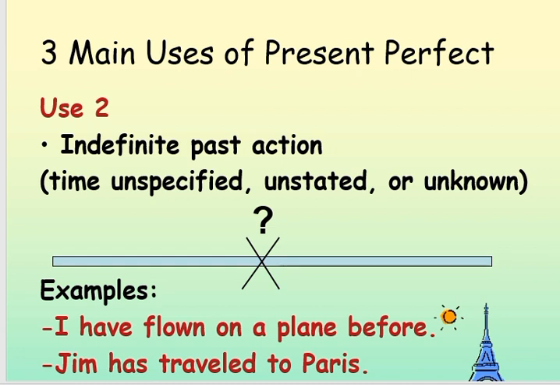Number 2, indefinite past action when the time is unspecified, okay, unstated or unknown. Example, I have flown on a plane before. I don't know the exact time when I flew on a plane, but I have some experience about this. Okay, I can say that I have flown on a plane before. Jim has traveled to Paris.